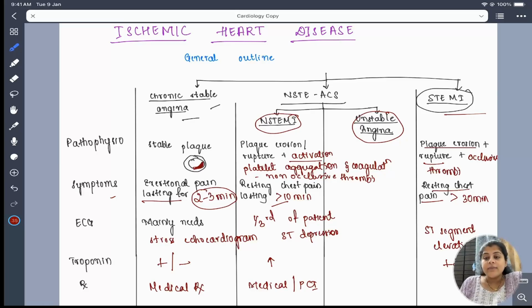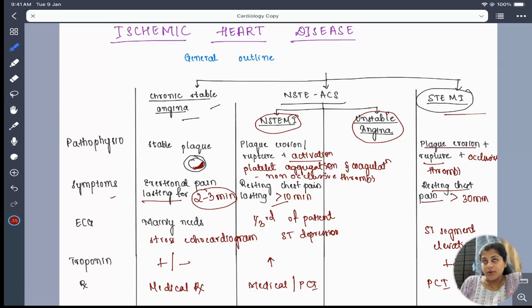In STEMI it is urgent. So here, in NSTEMI and STEMI, you should always activate emergency response systems, and then the treatment is always percutaneous coronary intervention, or I would say revascularization. Okay, so this is the difference.